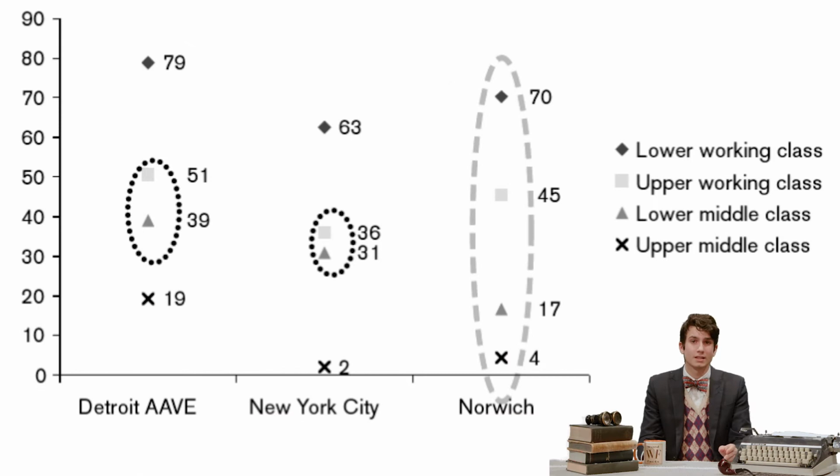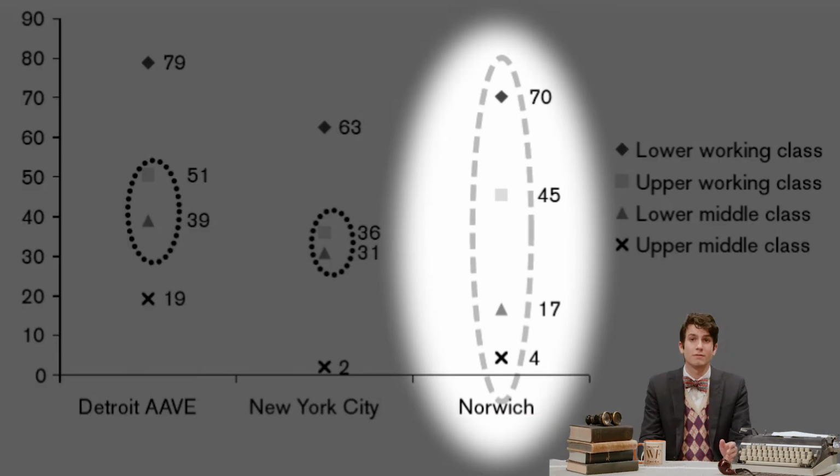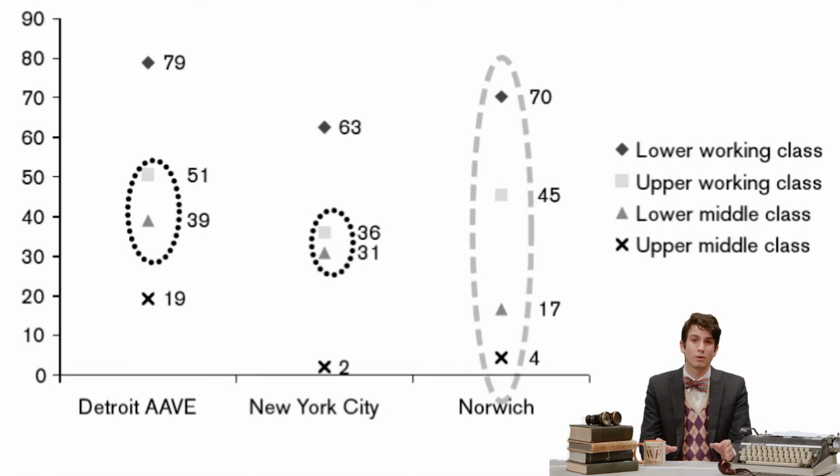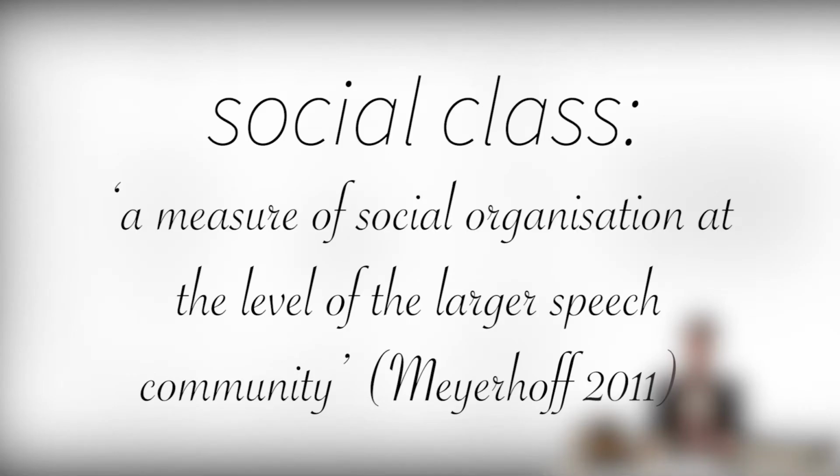In fact, class is more present in the social consciousness of the British public as opposed to the American public, which results in far more class variation in some ways. For clarity, I'll say that a social class will be defined as, going forward, a measure of the social organization at the level of the larger speech community.